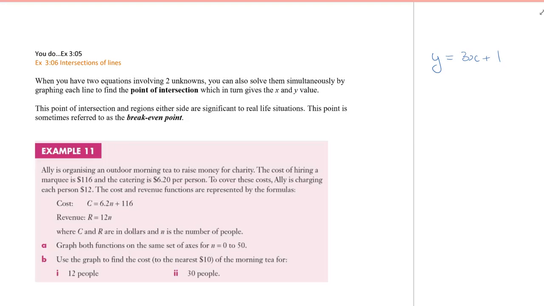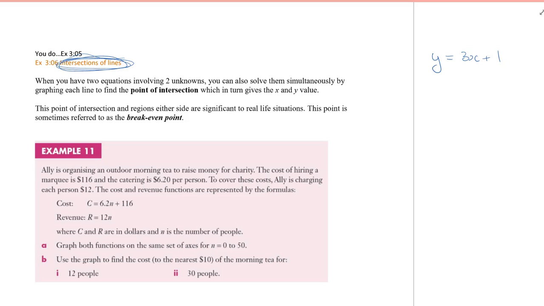Exercise 306 is going to show you a method by which you can solve equations through looking at the intersection of the lines. So when we graph the equations, we will graph two separate straight lines and we will find their point of intersection. Now, just a little background to that. What this point of intersection does is it gives us the solution for the x and the y values.